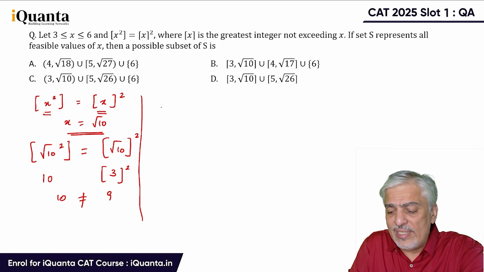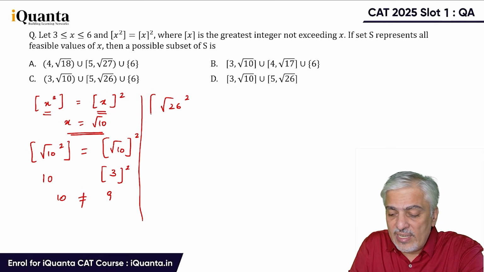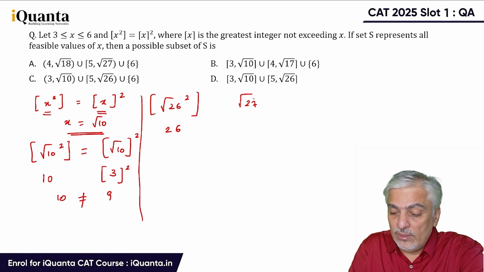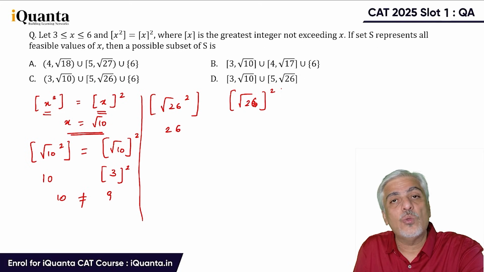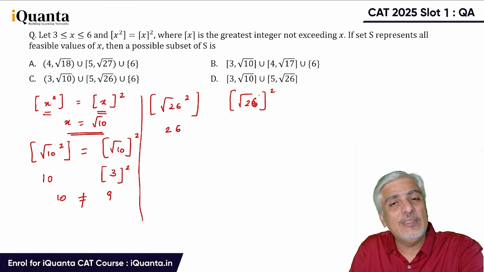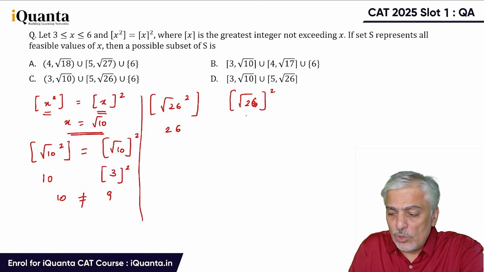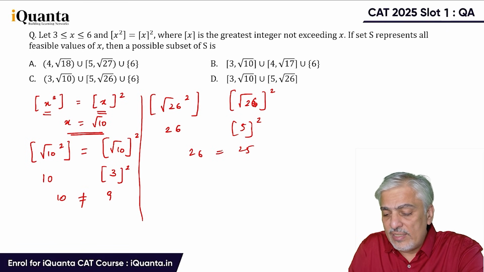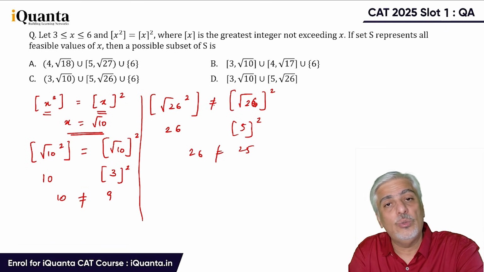Now if I look at root 26, when I take the square first and then the greatest integer function, it will come to 26. Here, root 26 and then first the greatest integer function, then square. So root 26 will be 5 point something, roughly 5.1. So this will first become 5 and then the square will become 25. Do you understand? It will not satisfy for any of the roots.